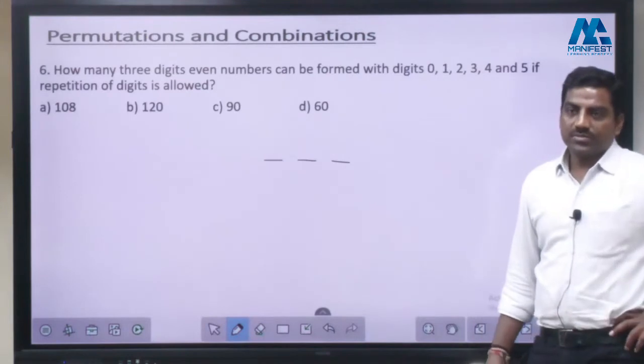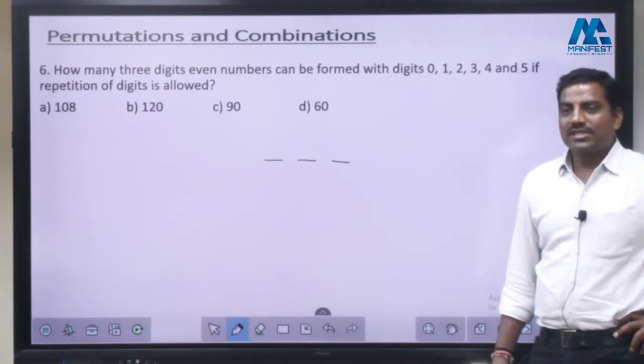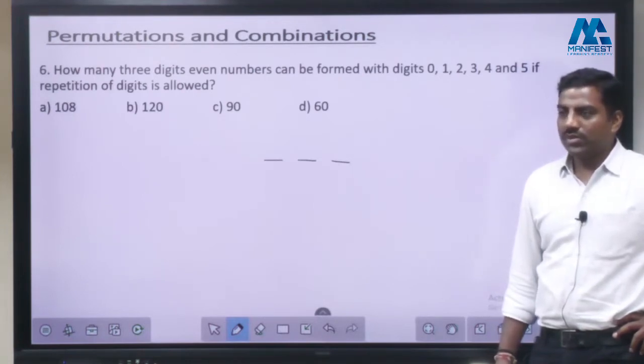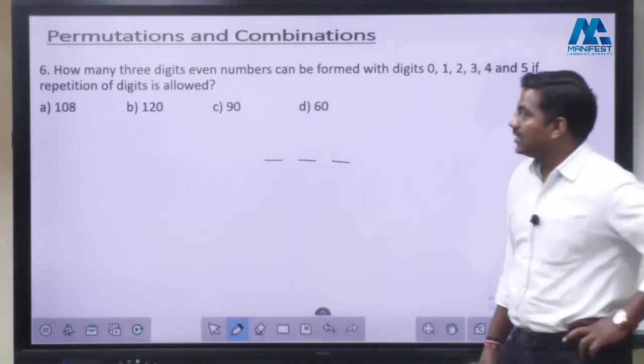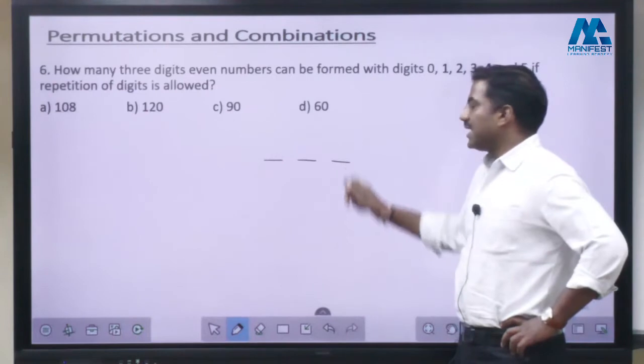Even numbers. So, for even numbers, what we have to do? The last digit should be either 0, 2 or 4. 0, 2 or 4. Yes or no? And repetition of digits is allowed? Yes. So in how many ways can I fill this place?